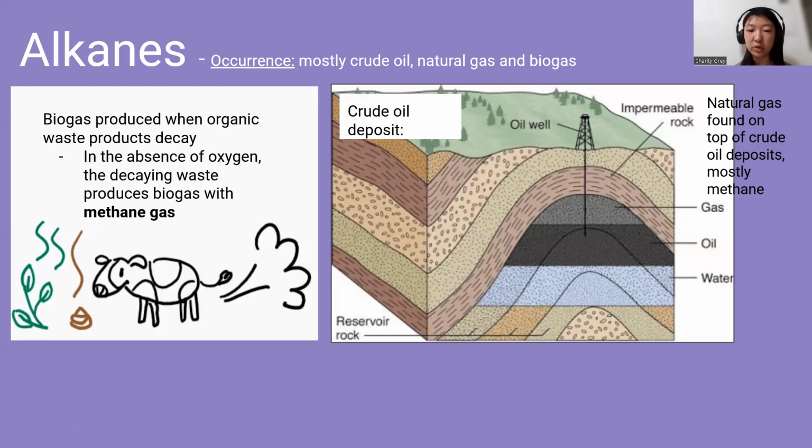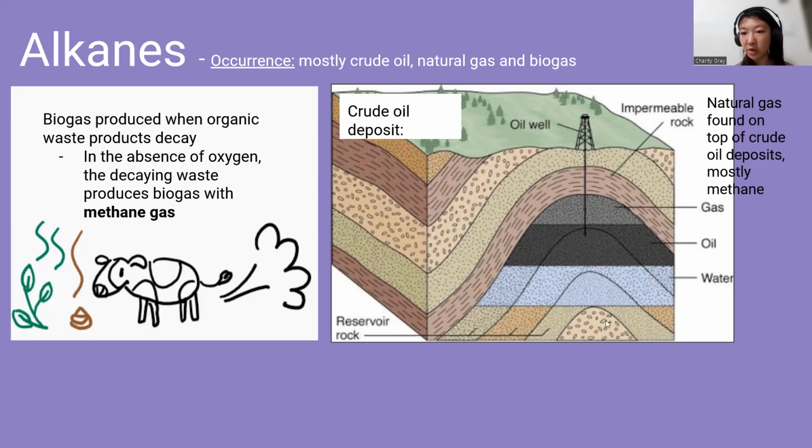They're one fuel source for cars, and crude oil and natural gas can sometimes be used for cooking in your stove, as some stoves use natural gas. And so this is where you find crude oil and natural gas. Natural gas is actually found on top of crude oil deposits.